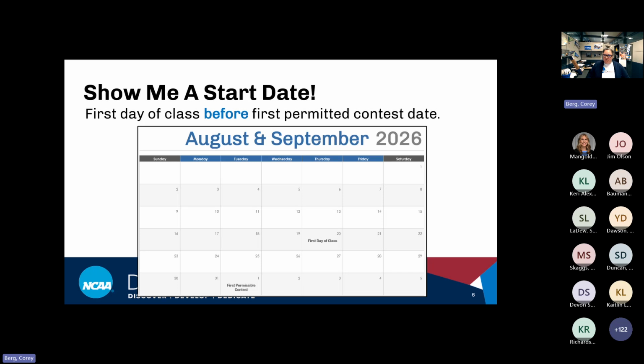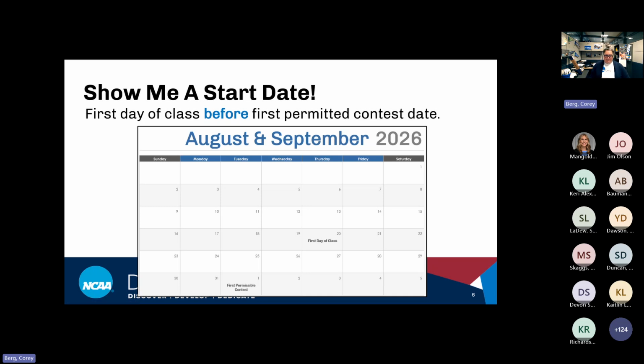This is a calendar for August and the beginning of September of 2026. So we are doing this fall, and we are going to pretend we are an institution that has a first class date for the fall term of Thursday, August 20th. Just an example, you may have to adjust based on your individual school's actual class date, but we're going to go with August 20th for this example. And because we're doing this for fall sports, we know, thanks to our bylaws, that the first permitted contest for fall sports this year is September 1. So you can see those both reflected on the calendar.